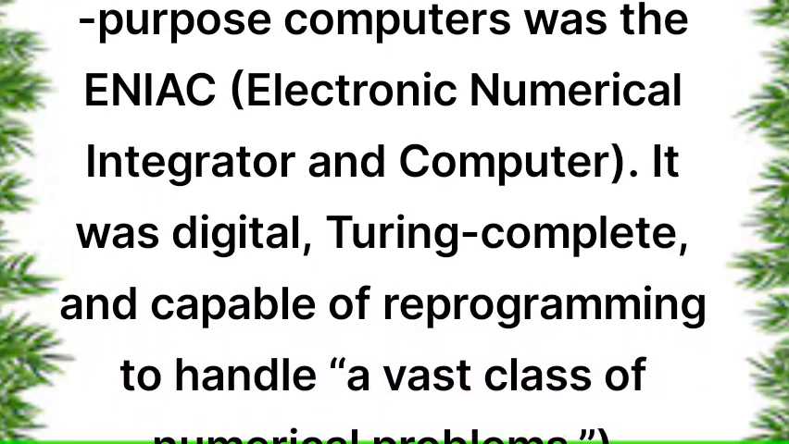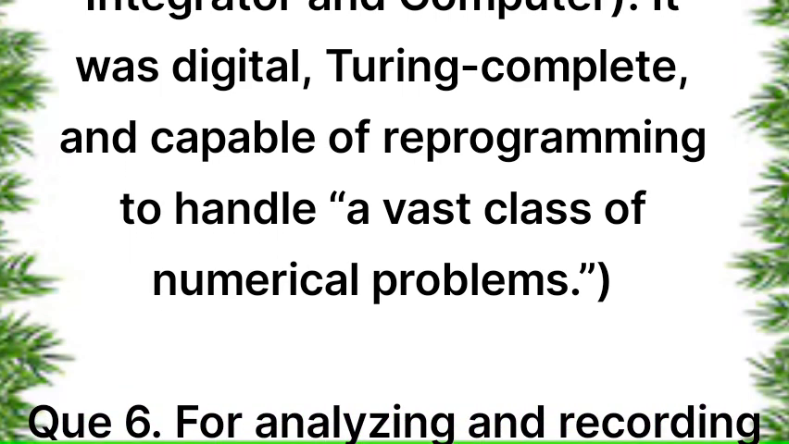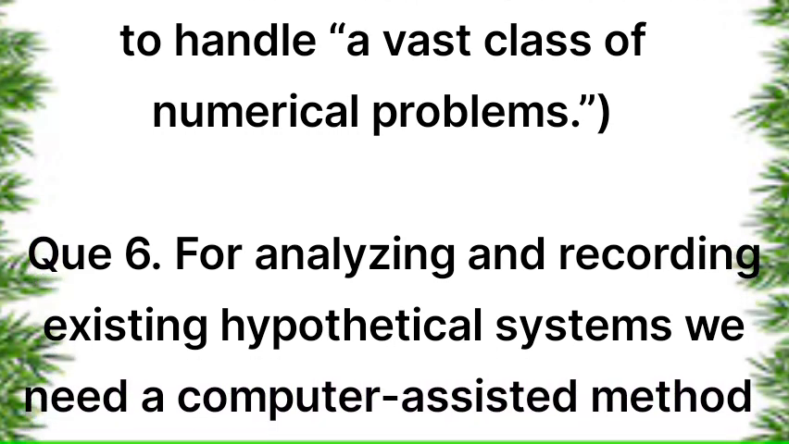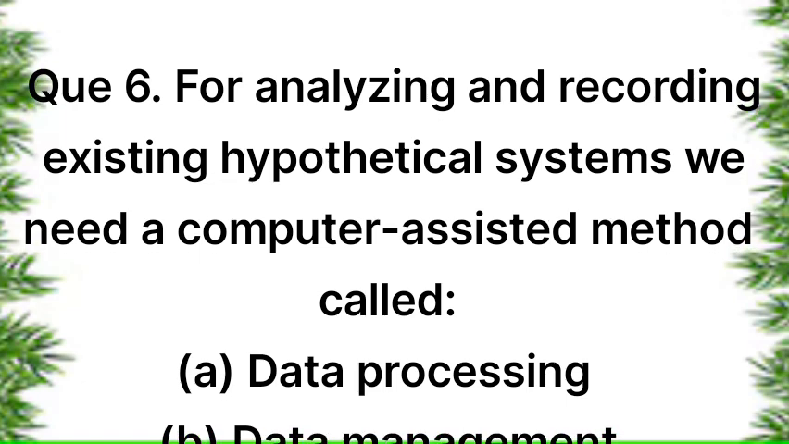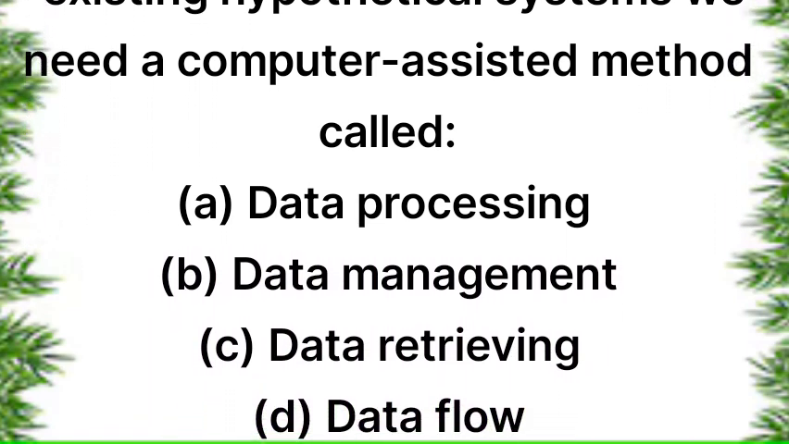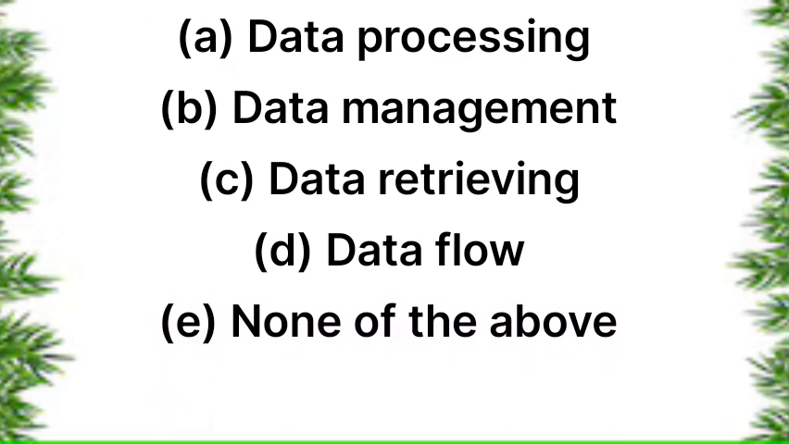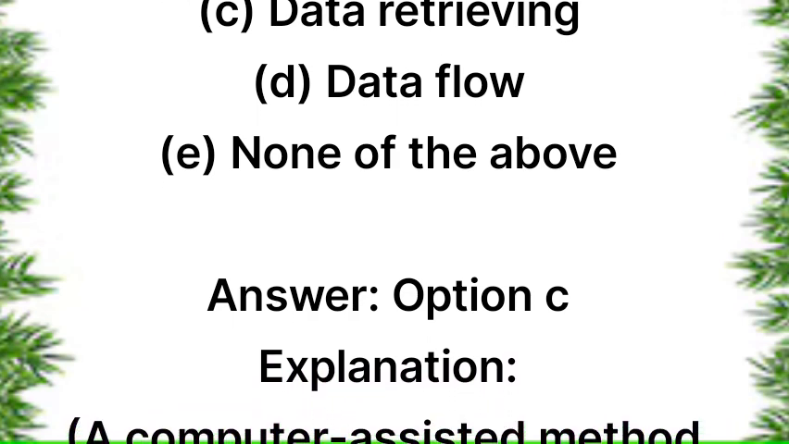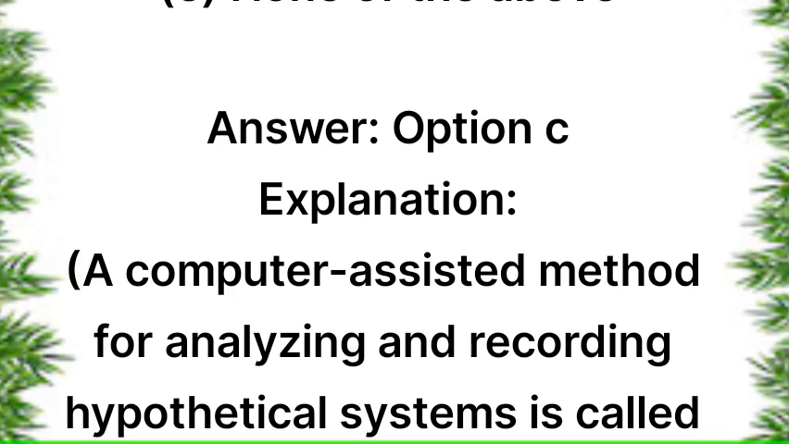Q6. For analyzing and recording existing hypothetical systems, we need a computer-assisted method called: A. Data processing, B. Data management, C. Data retrieving, D. Data flow, E. None of the above. Answer: option C. Explanation: a computer-assisted method for analyzing and recording hypothetical systems is called data flow. The data flow can be internal or external.